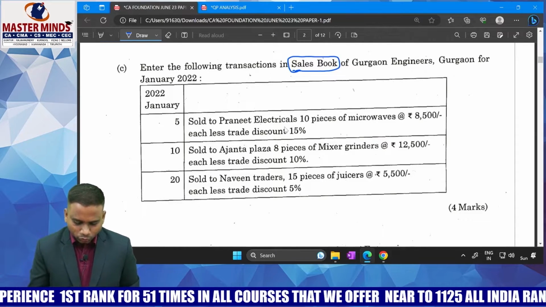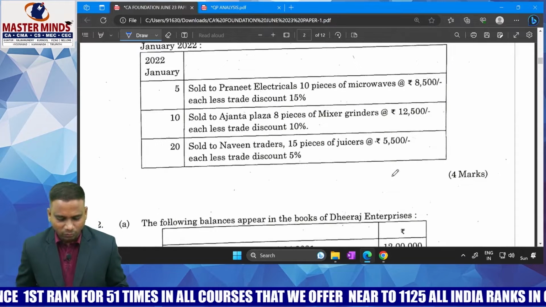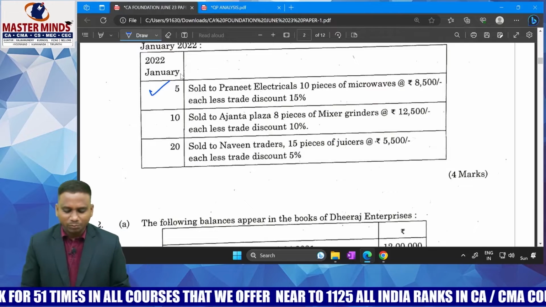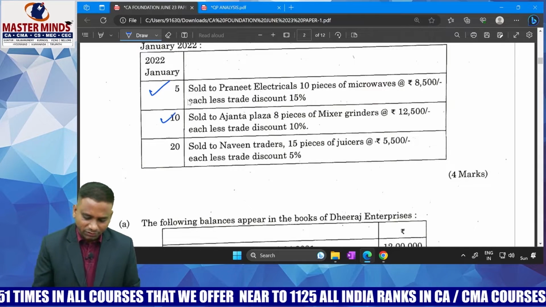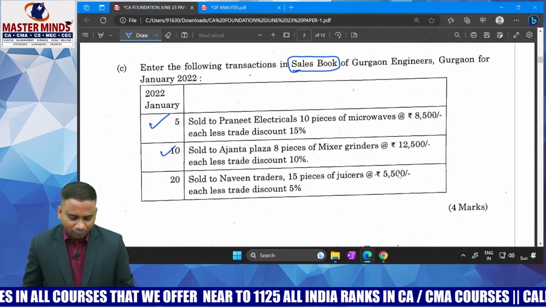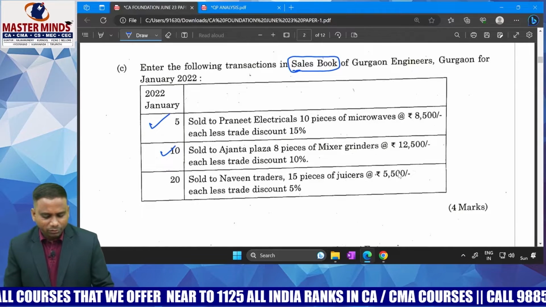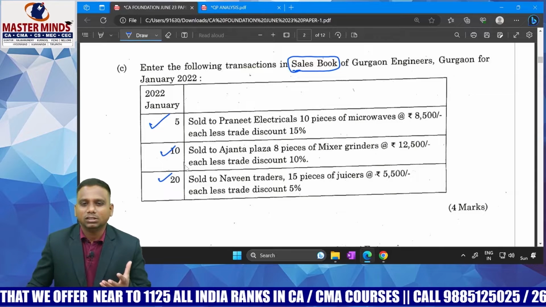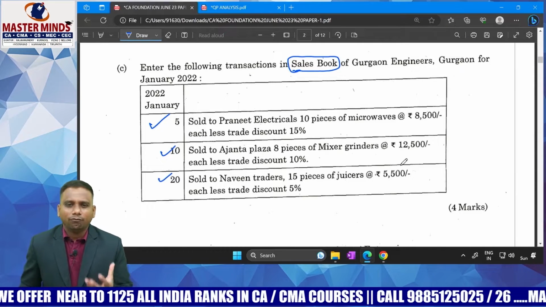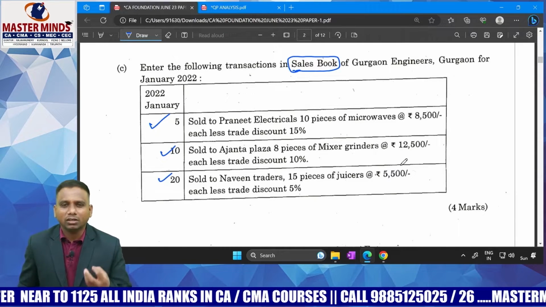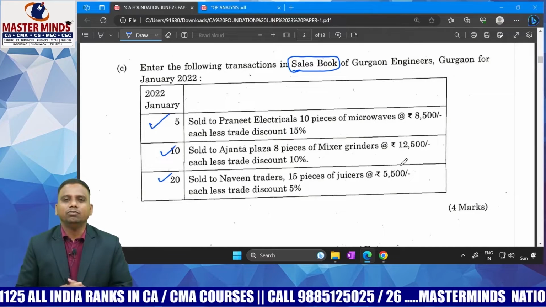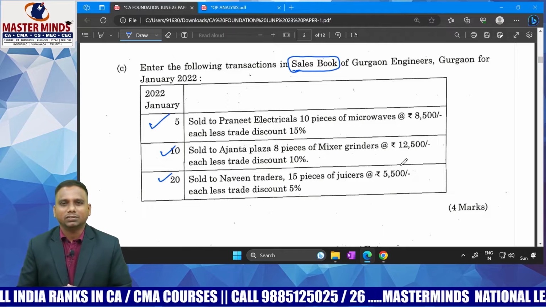So, here sold goods to Pranit Electricals, 10 pieces of microwaves. Yes, we will record this. Sold to Ajanta Plaza, 8 pieces of mixer grinders. Yes, we record this. Next one, sold to Navin Traders, 15 pieces of juicers. Yes, we record this. That's it. Simple. 4 marks. So, overall, if you can answer the first question, you may easily get 15 plus marks.